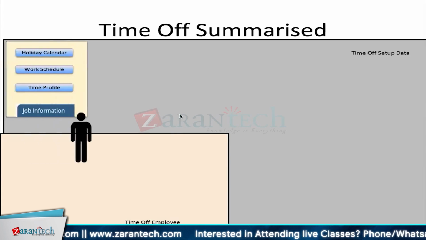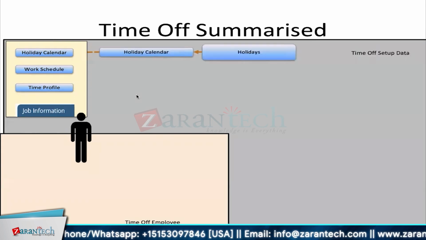The three main important components on which Time Off will be based are holiday calendars, work schedules, and time profiles, guys. Three important config items: holiday calendars, work schedules, and time profiles. Where holiday calendar is basically all about a bunch of holidays.